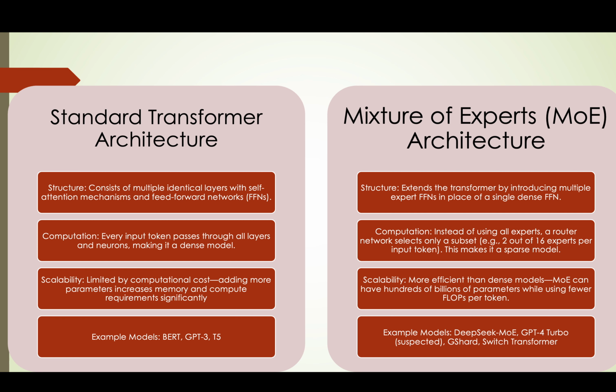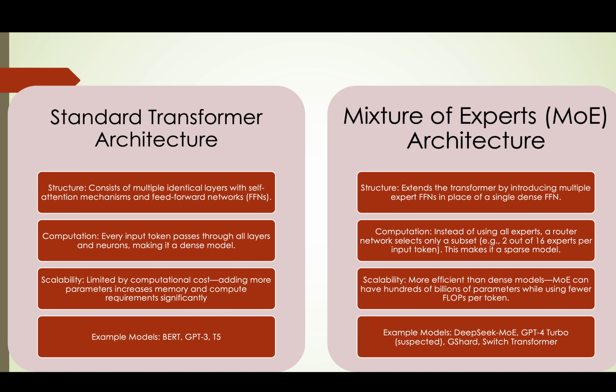Then comes the standard transformer architecture compared with the MoE architecture. From a structure perspective, the standard transformer consists of multiple identical layers with self-attention mechanism and feed-forward networks. Whereas in MoE, mixture of experts, from a structure perspective it extends the transformer by introducing multiple expert FFNs in place of a single dense FFN.